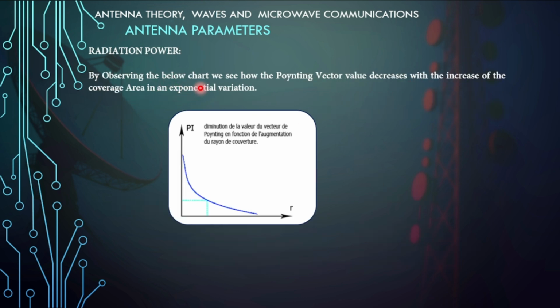By observing the chart below, we see how the Poynting vector value decreases with the increase of the coverage area. So for a very small area, the Poynting vector would be much stronger than for a larger radius. For a longer radius and larger area, you would get almost zero Poynting vector, due to the dispersion of the power over a very large surface.